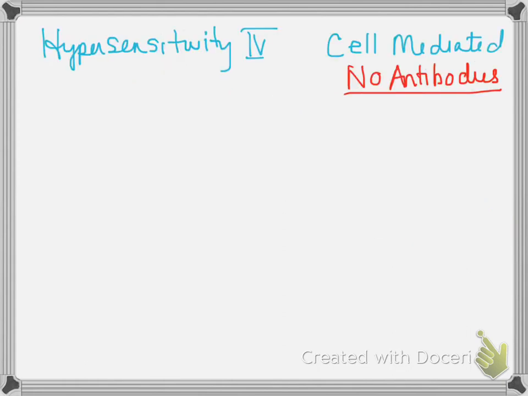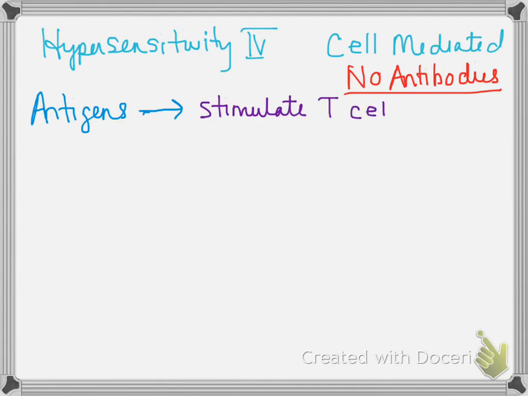Alright, last is our hypersensitivity type 4. This is cell mediated. There are no antibodies involved in this one. So we have our antigens, and our antigens will stimulate T cells. And two things can happen from that.